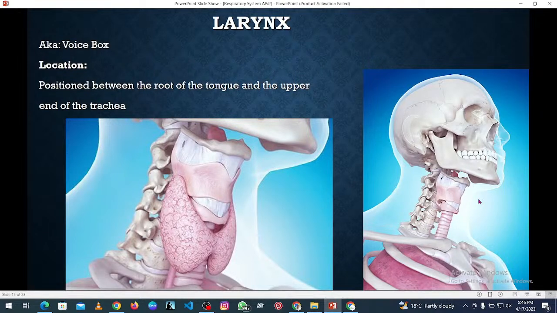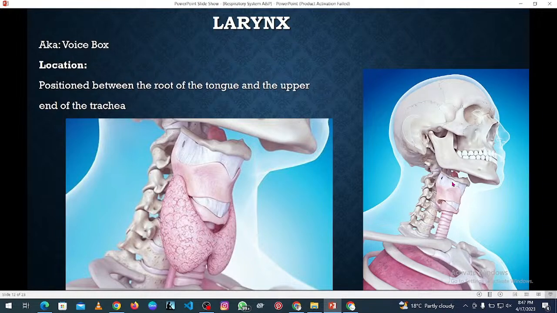Let's get to this other image on the right, where my cursor is dancing. The voice box is known as the larynx, and what's its location? It's positioned between the root of the tongue and the upper end of the trachea. You see this part here? Are you seeing where my cursor is moving? This one is the trachea. Yeah, thank you for the response. This one is a clavicle bone. So just above the trachea is where we have the larynx.